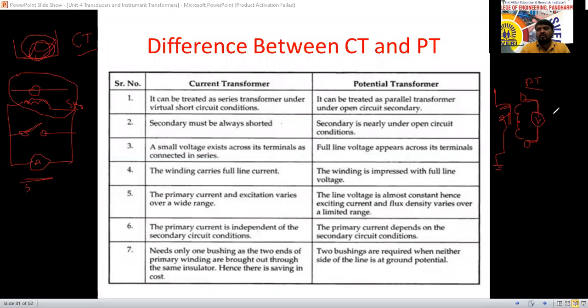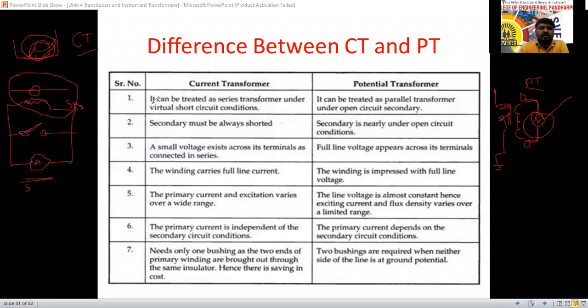Because this voltmeter, which is connected here, has a very large resistance, the large resistance opposes the flow of current. Only less current will flow here, and it will always act as an open circuit. Like this, the differences are there. One by one, we'll discuss now.